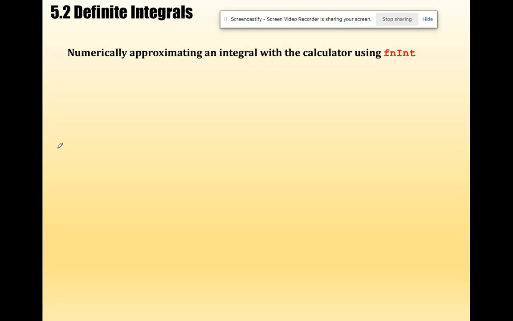All right, let's talk about this calculator. If you don't have your calculator, go get it. Do you remember math 8 when you were doing the numerical derivative? nDeriv. Numerical derivative. Scroll down to math 9 and you will see fnInt. fnInt stands for, I don't know why they didn't use the F here, but it stands for a function's numerical integral.